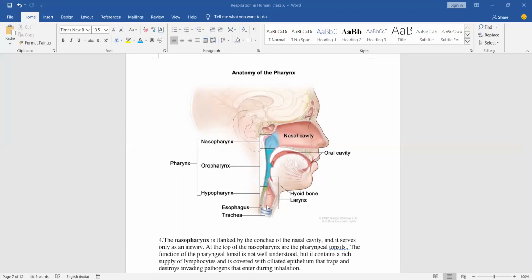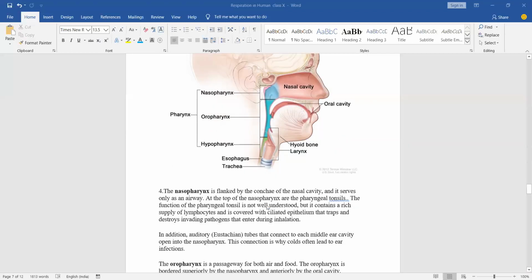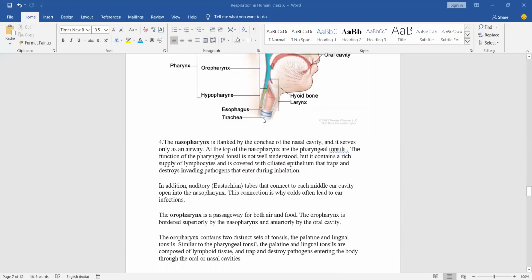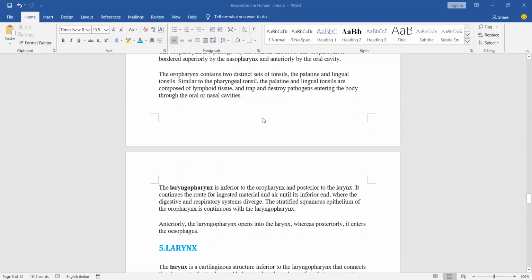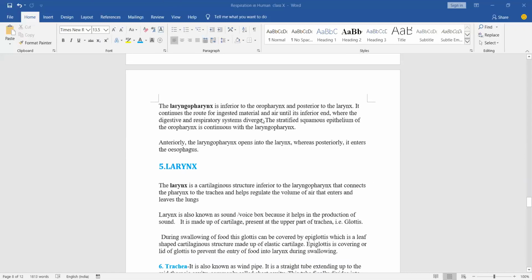Nasopharynx is flanked by the conchae of the nasal cavity and serves only as an airway. It also contains the pharyngeal tonsil. The oropharynx is a pathway for both air and food. Then again, laryngopharynx is posterior to larynx, which continues the route for ingested materials and air until its inferior end. Then the air passes to the larynx.